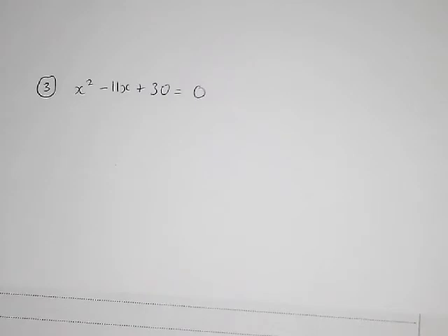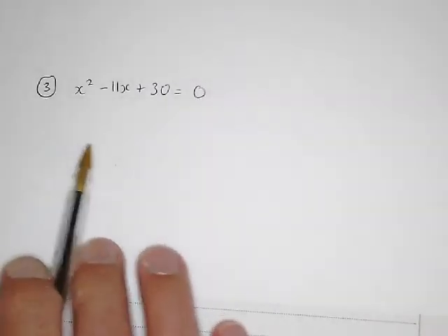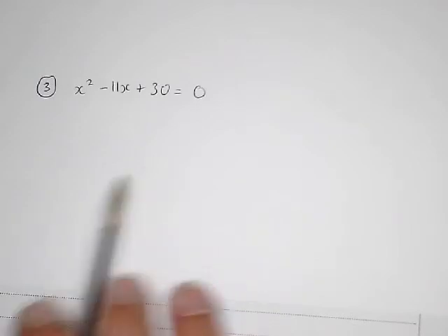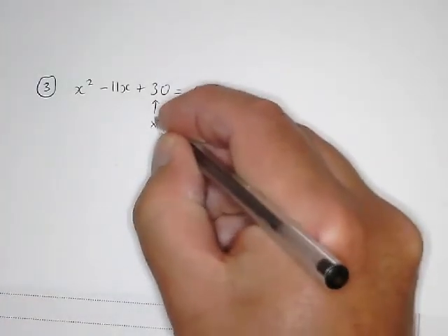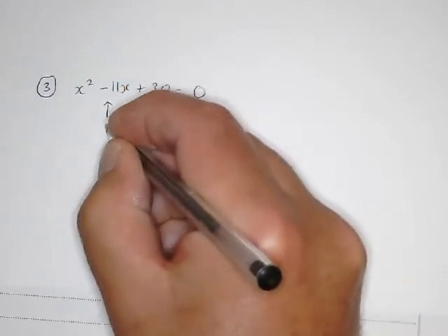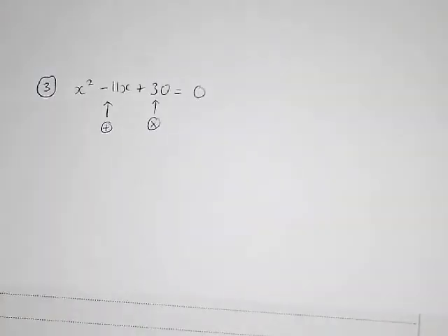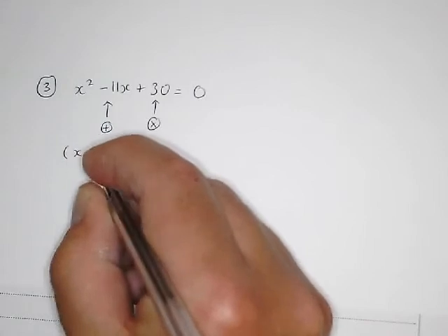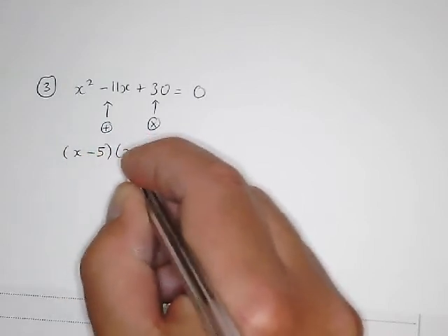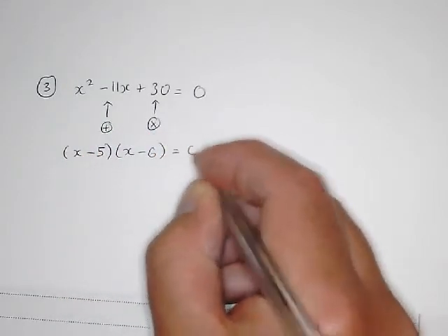In our third question, solving x squared minus 11x plus 30 equals 0, it's the same principles. We're looking for two numbers that multiply to make 30, but this time they're going to add to make a negative 11. So the two numbers we're looking for, 5 times 6 makes 30, and 5 add 6 makes 11. But if they're going to add to give you minus 11, they're going to have to be both negatives. So it's x minus 5, x minus 6 are our two numbers.